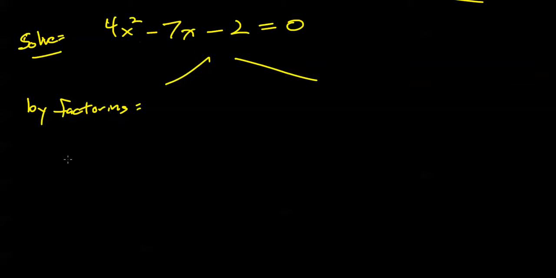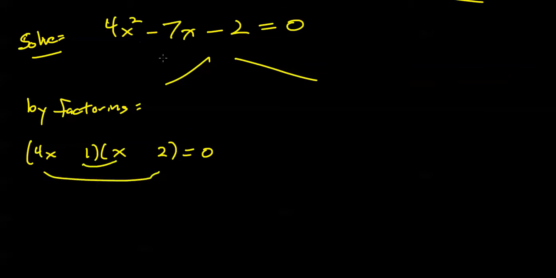It's already in standard form, so can I factor this equation? Let's see. I think I see something here. 4x and x in the first slots. If I have a 2 and a 1, I can fool around with the signs to get the outer product of 8x and the inner product of 1x to add up to a minus 7x. If I get a minus 2 and a plus 1, I think that works just fine.